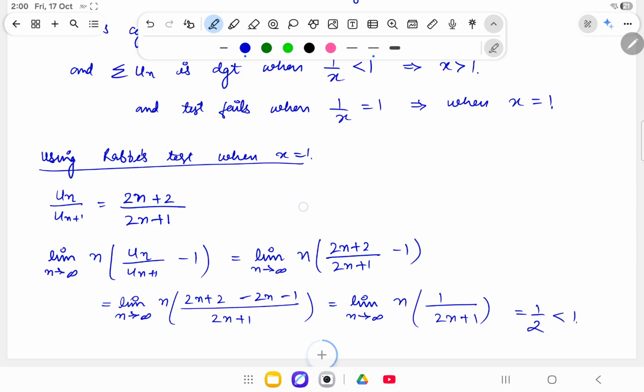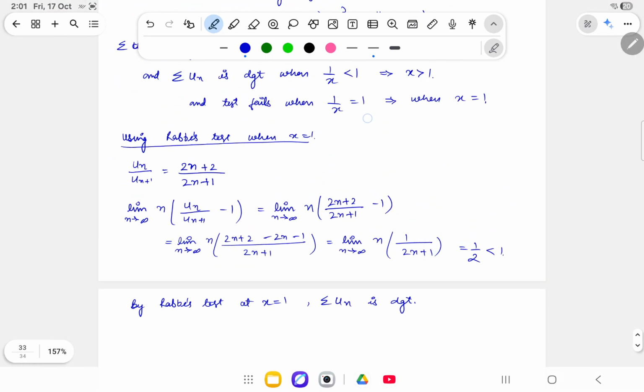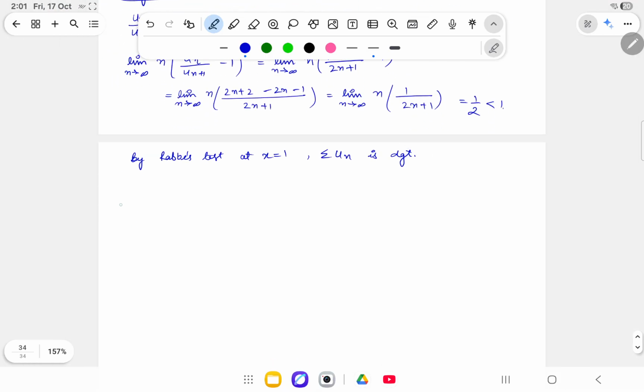So by Raabe's test, since this limit turns out to be less than 1, at x equal to 1, summation un is divergent. So if we combine the results of the ratio test and Raabe's test, we get that our series, that is summation un, is convergent for all x that are less than 1, and summation un is divergent for all x that are greater than or equal to 1.